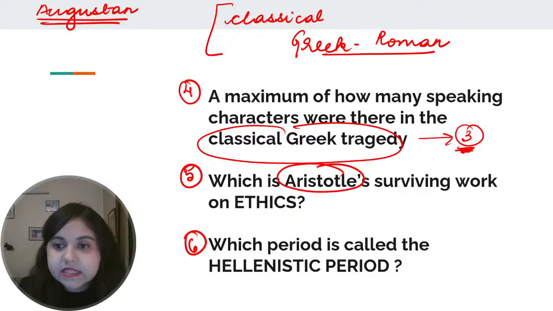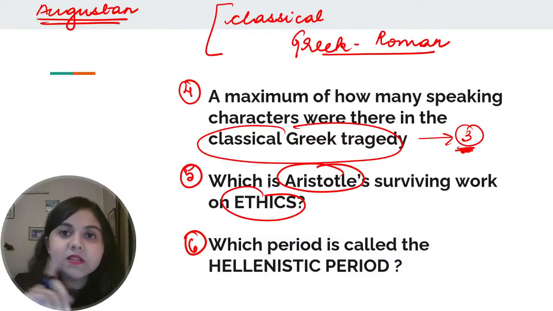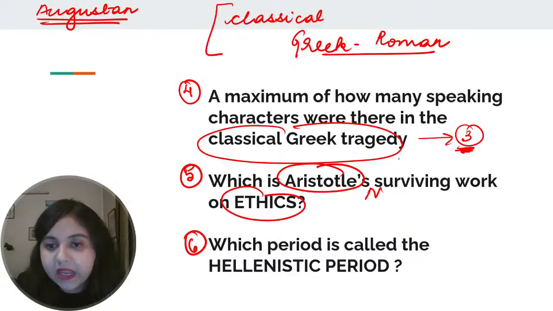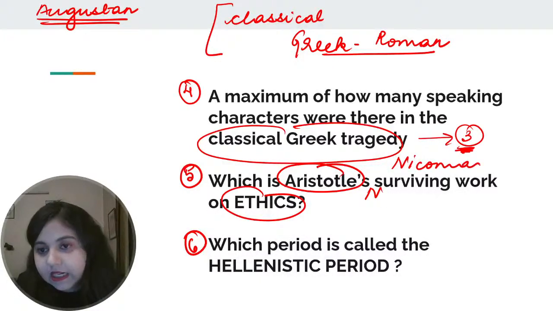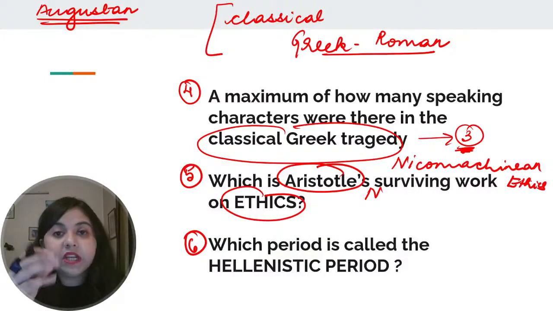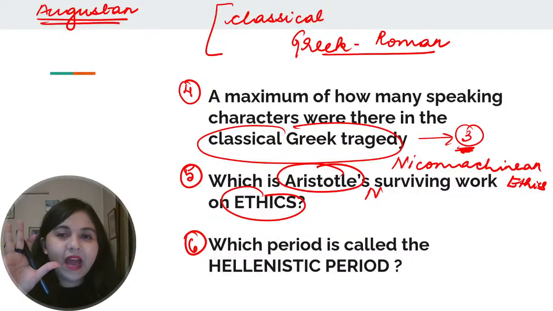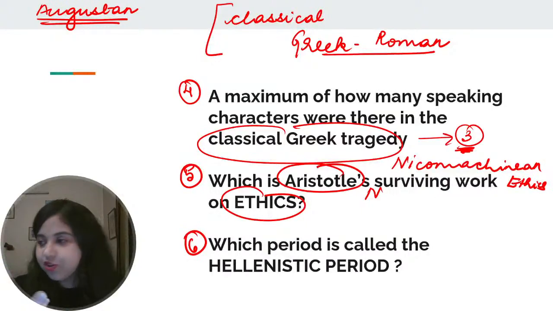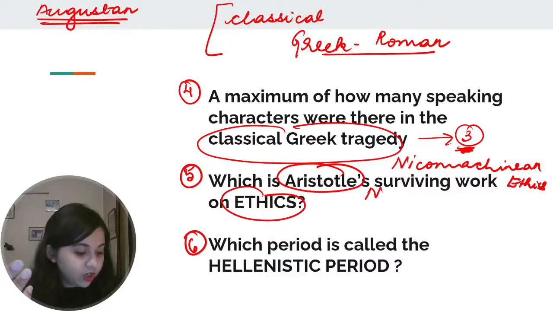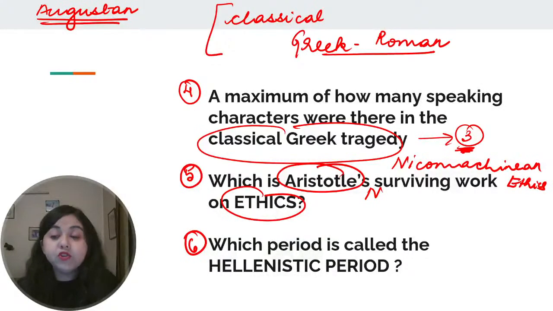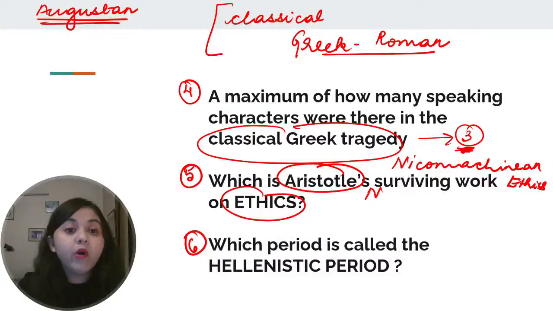Which is Aristotle's surviving work on ethics? Now, Aristotle's father's name was Nicomachus, and Aristotle's son's name was also Nicomachus, and he's writing something which is famously called the Nicomachean Ethics. And the Nicomachean Ethics is a work on ethics where he talks about issues like friendship. He says that we need to have as many friends as our fingers can count. We should not have many friends, because then we can't really trust people all the time. So that's a wonderful work on ethics that is basically discussing the time period.